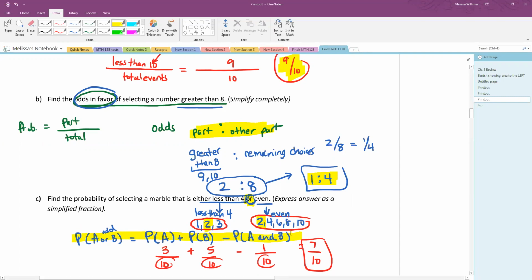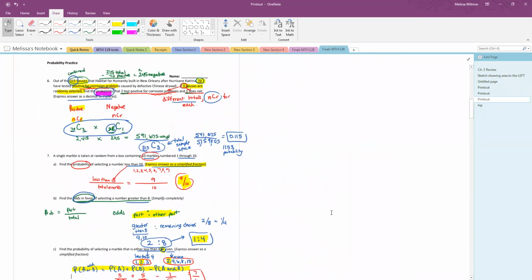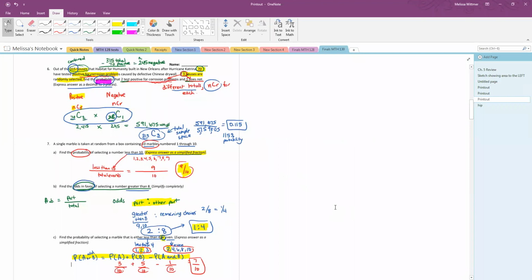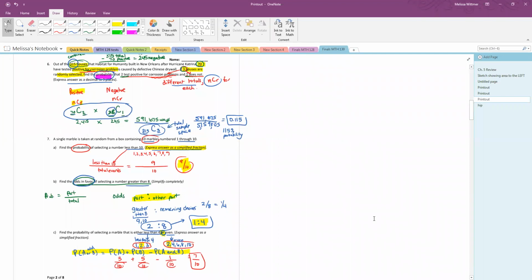Any questions on that second page? I'll zoom out again and just show what we did. We did 6 and 7 there, and looking at the difference between probability and odds. Let me know if you need clarification there. Okay.